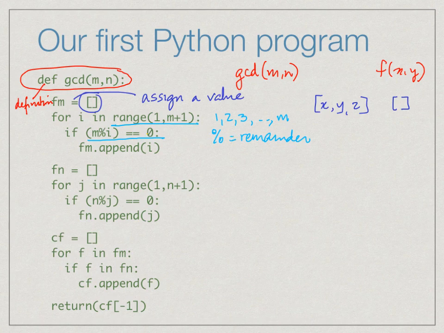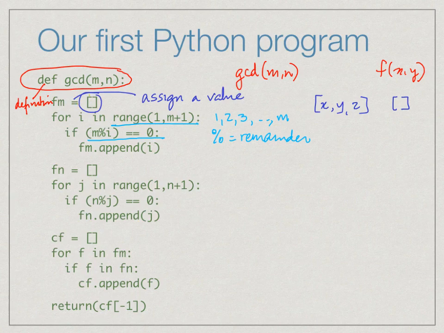So it checks whether the remainder of m divided by i is 0. If the remainder of m divided by i is 0, then we will append i to the list fm. We will add it to the right. Append is the English word, which just means add to the end of the list. So we append i to fm. So in this step, we have computed fm.